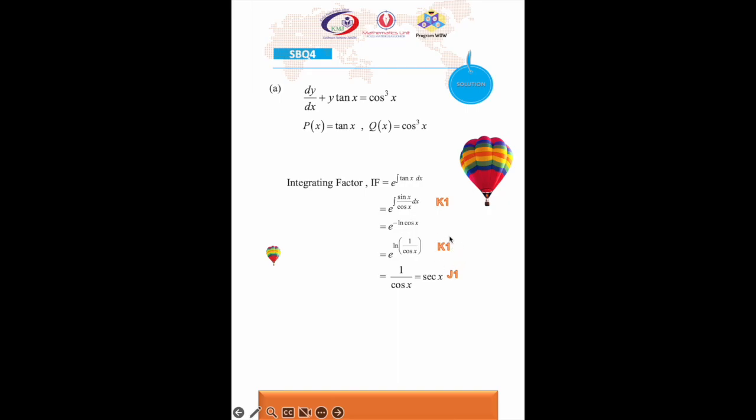So you're going to get 1 mark for changing from tan to sine over cos, and then you're going to get another 1 mark for integrating it, and then 1 mark for showing that it's equal to secant x. And then we're going to use that integrating factor to find the particular solution.